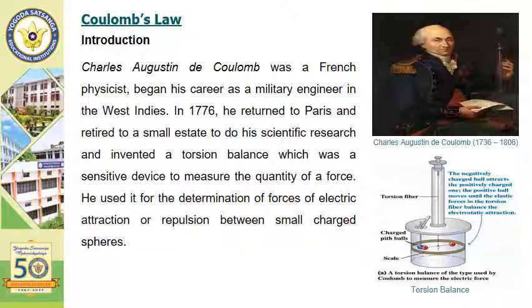Here I have taken a small diagram of the torsion balance. Here you can see there are two charged pith balls, positive and negative, and along with that positive charge there is another positive charge of the same dimension. There is also a torsion fiber, scale and all equipment. Here one thing is written: the negatively charged ball attracts the positive charged one, and the positive ball moves until the elastic forces in the torsion fiber balance the electrostatic attraction.